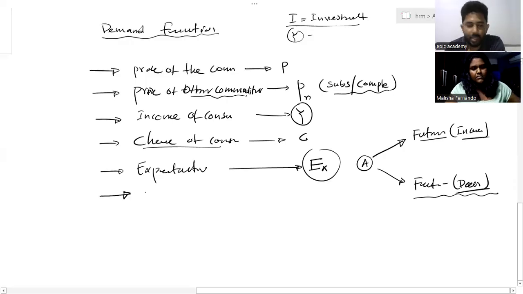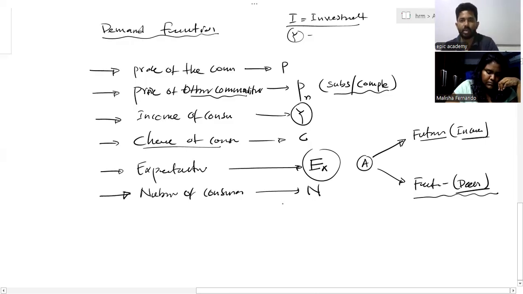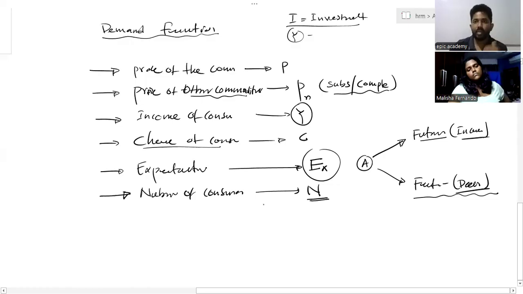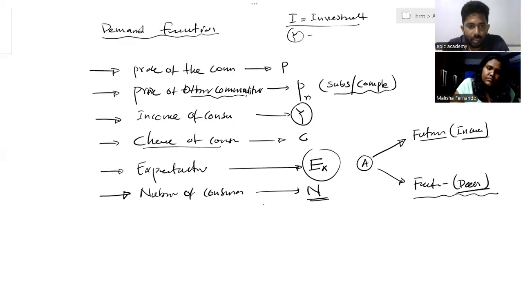Other factors may also be there. Before that, the number of consumers. We are going to represent the number of consumers by capital N. In some markets, the number of consumers is very high; in some markets it is very low. Just consider the fish market situated in Negombo. If there are no customers for purchasing, what will happen to the price of the fish? It will reduce.